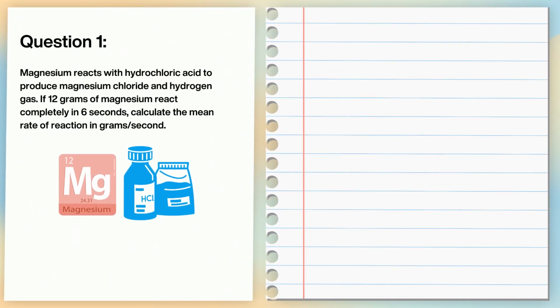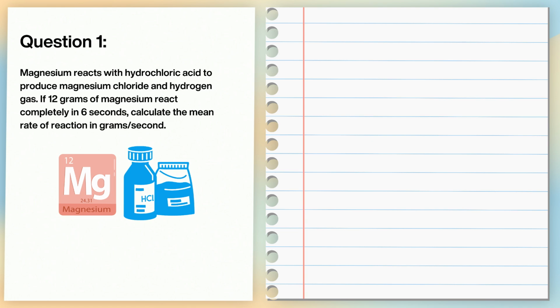Let's dive into some GCSE level questions to apply what we have learnt. Question 1. Magnesium reacts with hydrochloric acid to produce magnesium chloride and hydrogen gas. If 12 grams of magnesium react completely in 6 seconds, calculate the mean rate of reaction in grams per second. Pause here to have a go.